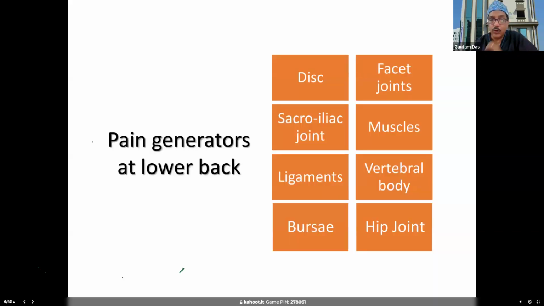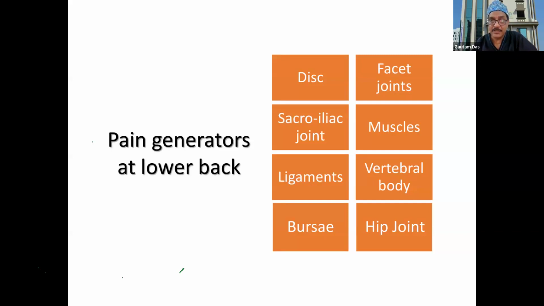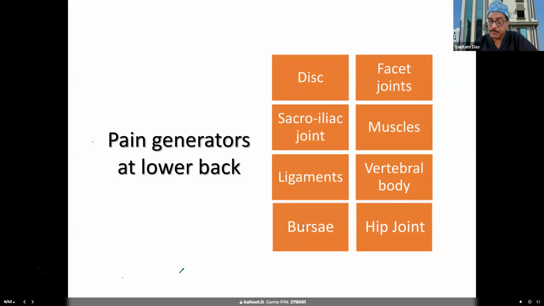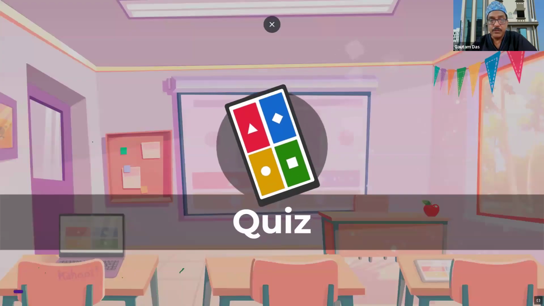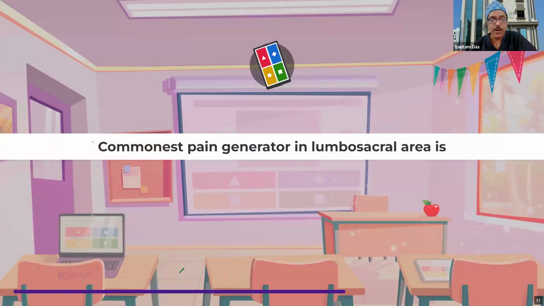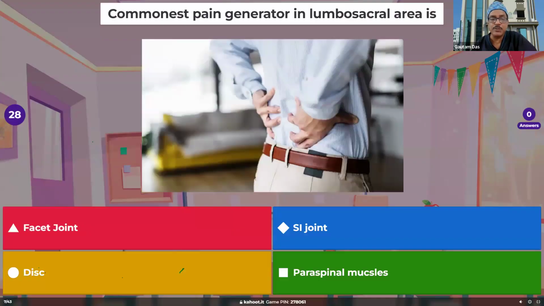With these local anesthetics, scientists and physicians have identified the major sources of back pain, the major pain generators: disc, facet joint, sacroiliac joint, skeletal muscles, ligaments, vertebral body, bursa, and also the hip joint in the differential diagnosis. Remember, unless you examine the hip joint, your evaluation is not complete. Okay? Now a quick quiz, respond. Which one is the commonest pain generator in the lumbosacral area? Facet joint, SI joint, disc, or paraspinal muscle?